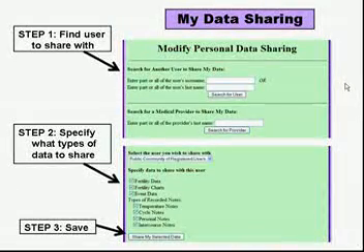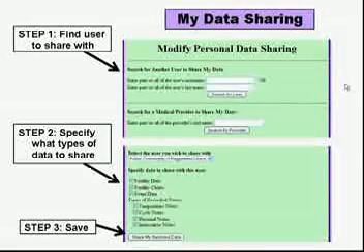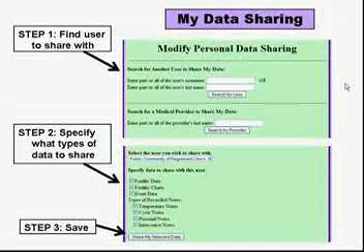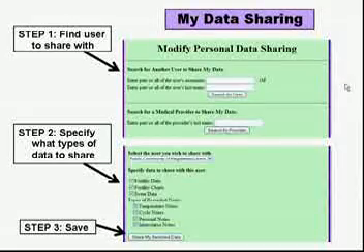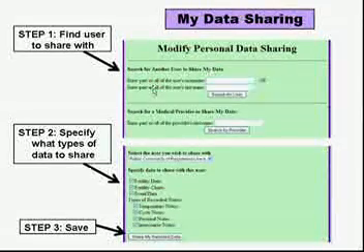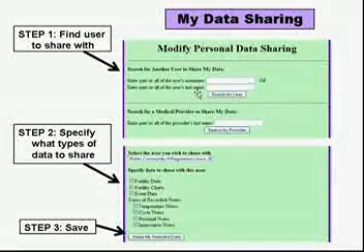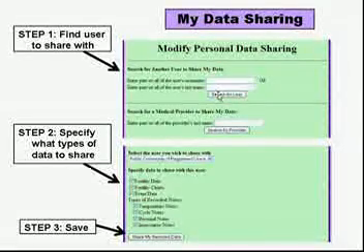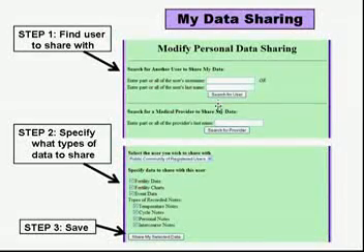If you want to modify your personal data sharing settings, you can do this by using the My Data Sharing link from the main menu. This will take you to this page. The first step will be to find who you want to share data with. So if you want to establish a new sharing relationship, you'll want to start off at the top and enter part or all of the user's name. Or you can also enter the user's last name. In either case, you can do a search and try to find the user that you're interested in sharing with. If you have a medical provider who is also registered on MyFertilityCharts.com, you can also do a search for a provider using the box below.